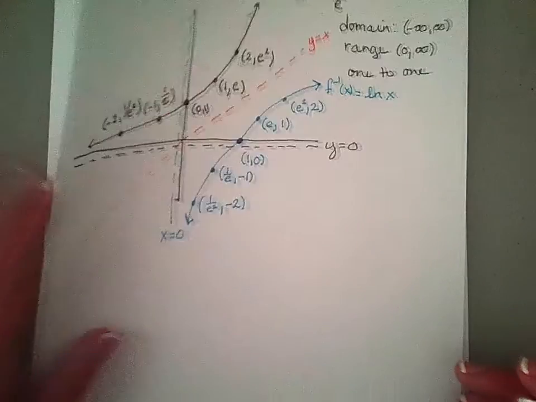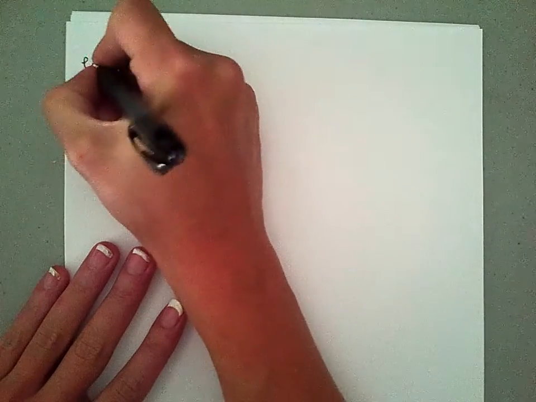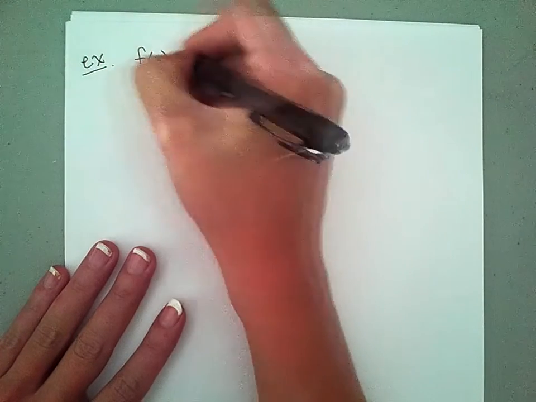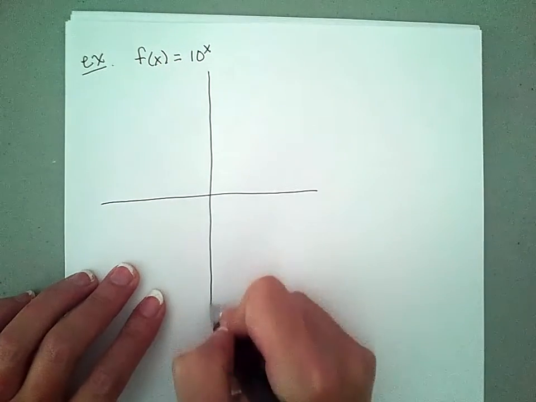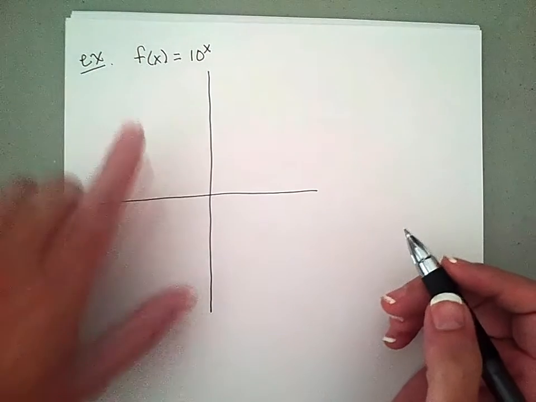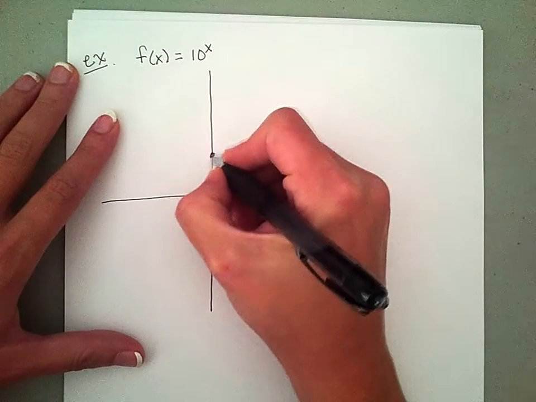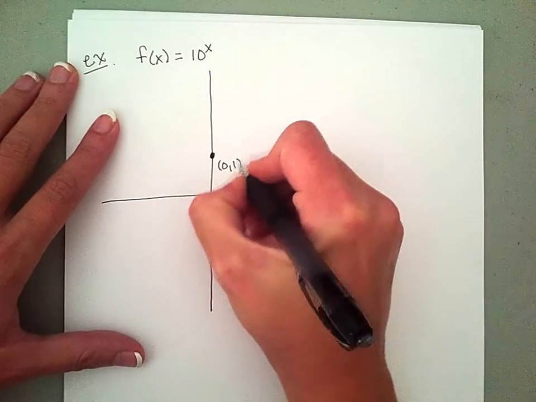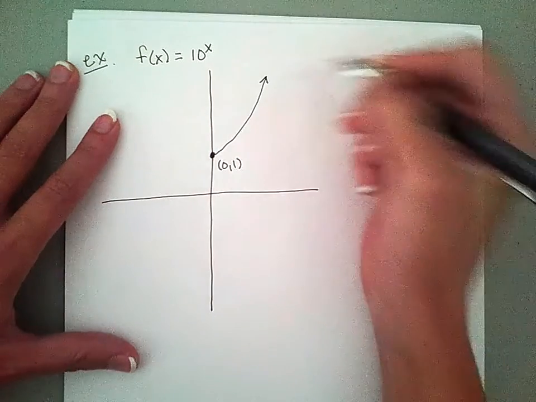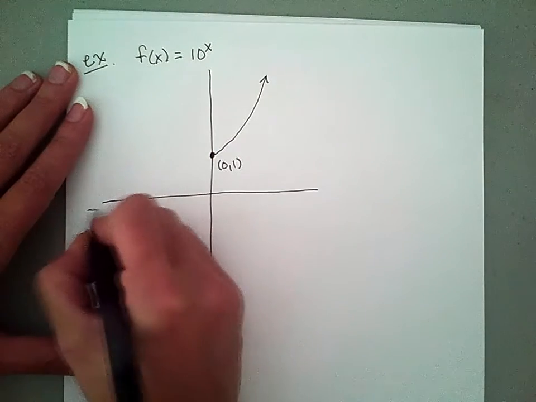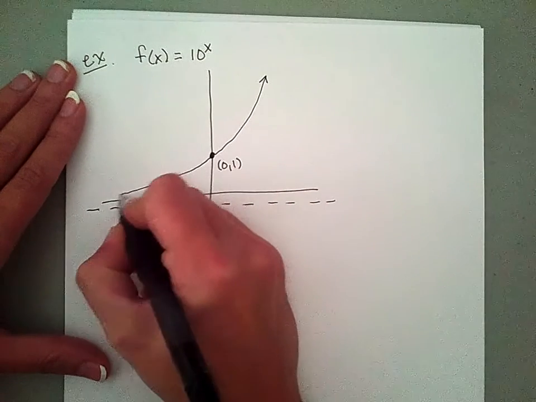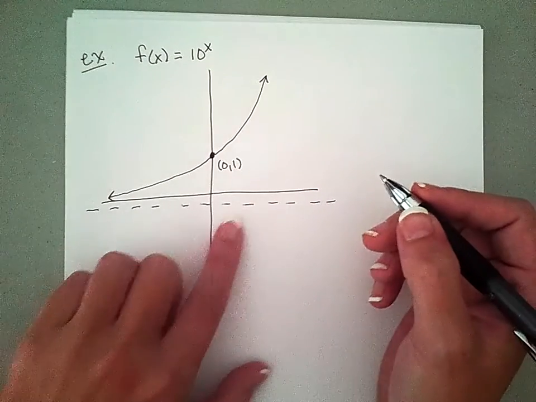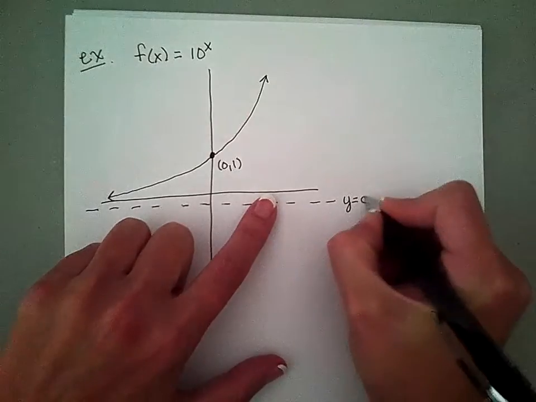All right, let's do 10 to the x. If we were to graph f of x equals 10 to the x, again we will have the y-intercept of (0, 1). It will take off to infinity as x goes to infinity, and we'll approach 0 as x goes to negative infinity. So we can draw in the horizontal asymptote of y equals 0.